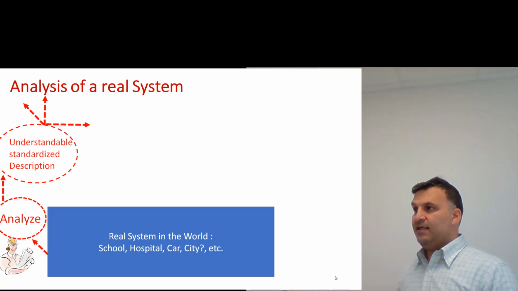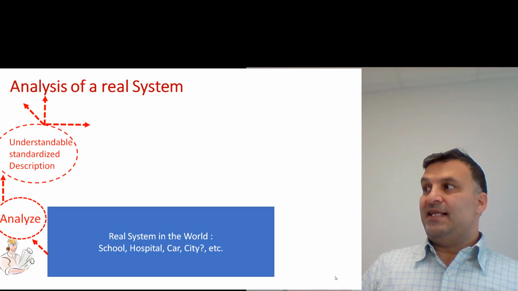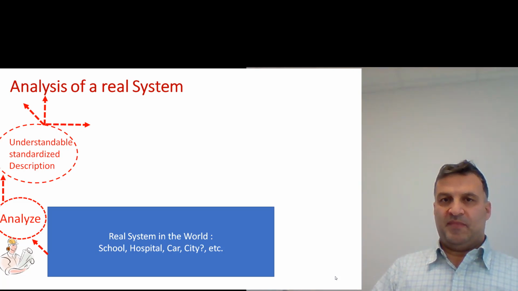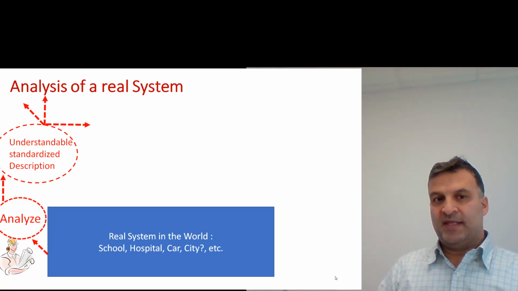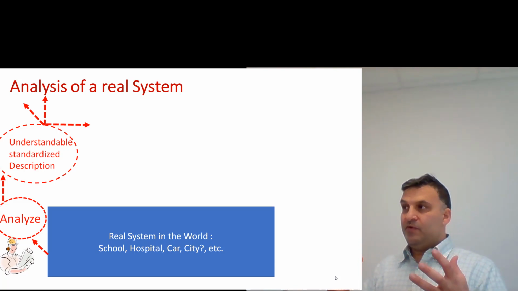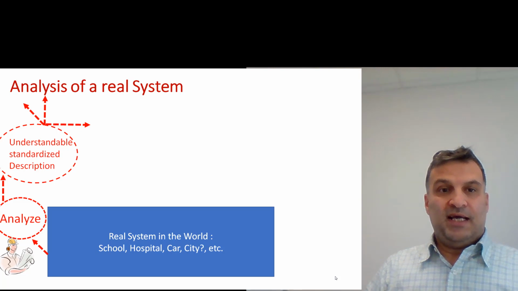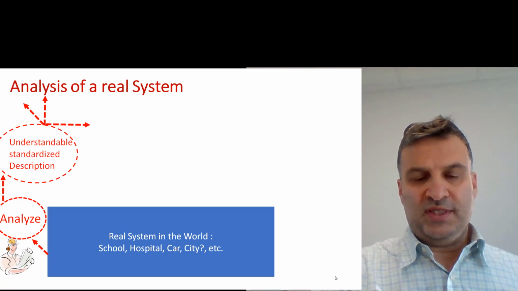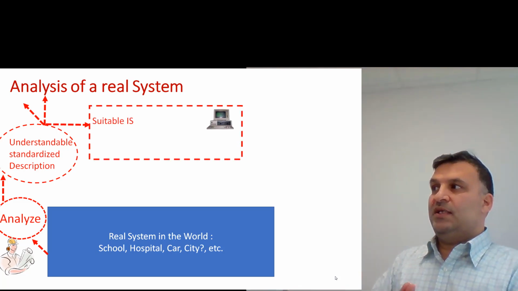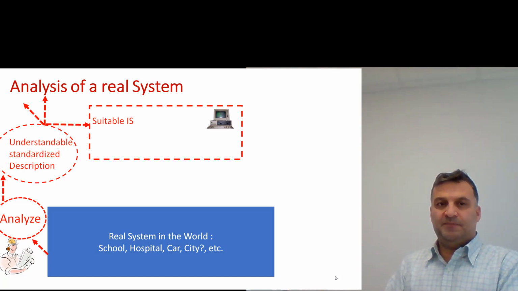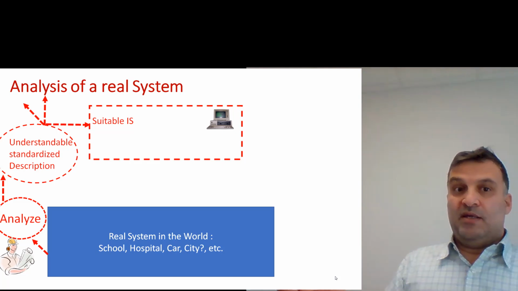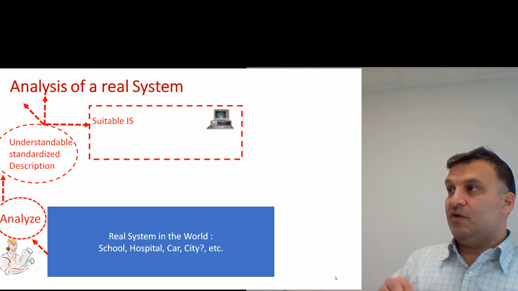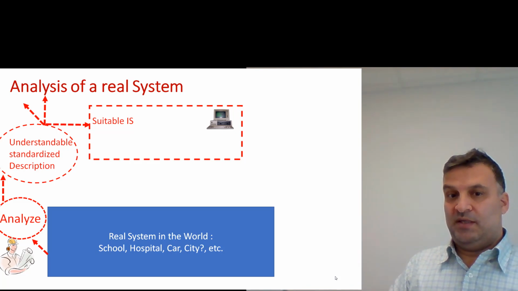The result of the analysis is an understandable and standard description, standard diagrams. Not only diagrams, but here we will talk about the diagrams. So one of the most important results of the analysis is an understandable and standardized description of the system. What is the goal? The goal at the end is to create the suitable information system. We may make the analysis for other purposes, but in this presentation we concentrate on the creation of the suitable information system.